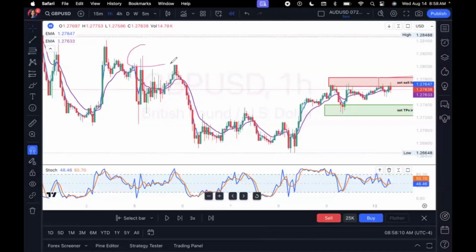So here's an example of a supply zone. We want to include these candles as well because we can see that the market went up to this area and rejected it. It got close to this area, rejected it. It went up to this area and rejected it. And that is when the true selling trend was started.